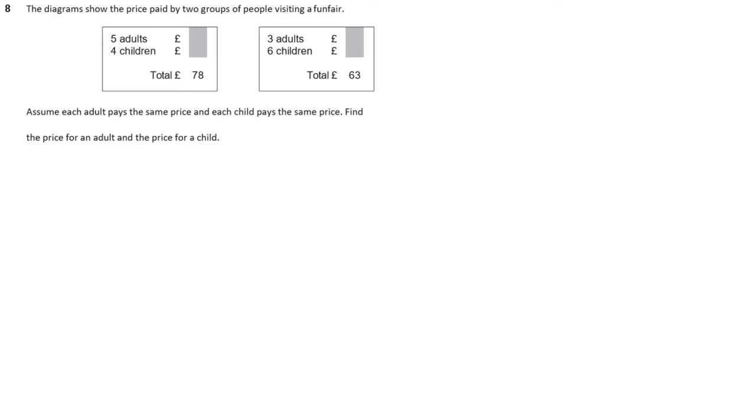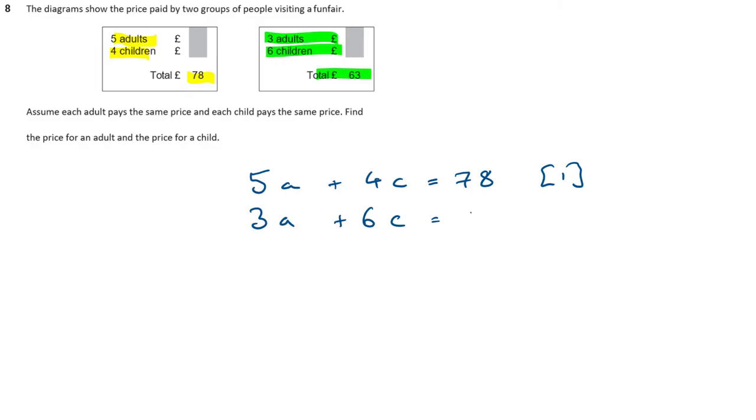Now this is actually just a simultaneous equations question. We can set up our simultaneous equations like so. Looking at the first card, 5 adults and 4 children sums to £78. So I can write 5a plus 4c equals 78. That's going to be my equation 1. And then the second ticket, 3 adults and 6 children cost 63. That's going to give me my second simultaneous equation, 3a plus 6c is equal to 63. So that's going to be equation 2.